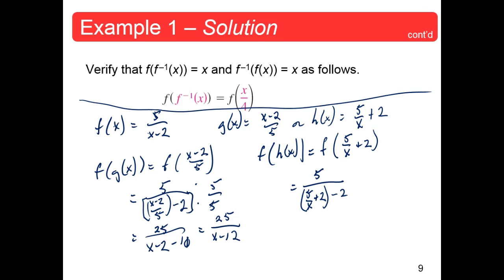The minus sign here is a plus sign there. For h of x, that thing is what we're plugging in. It's f over x divided by 2 is what h of x is. And this is what we're plugging into the x value here. So it's 5 over this thing here minus 2.